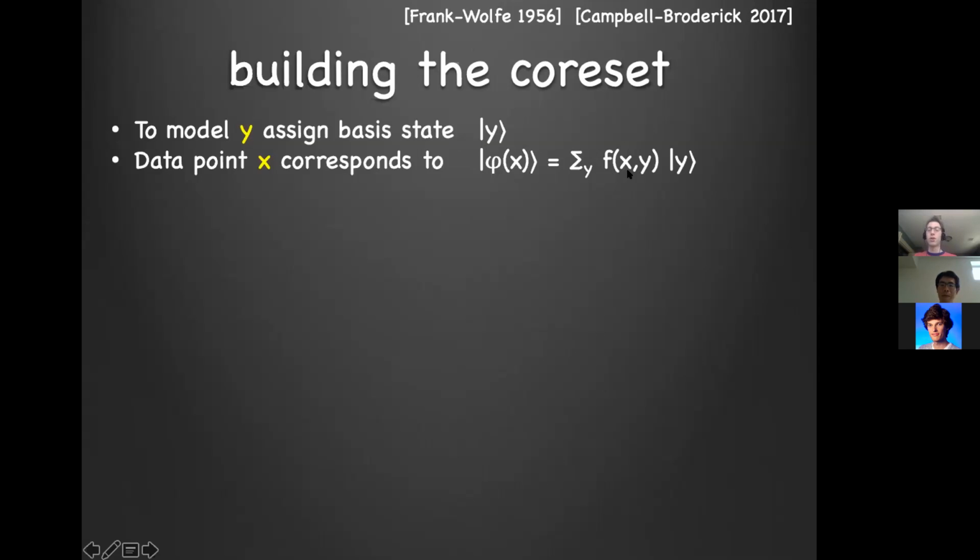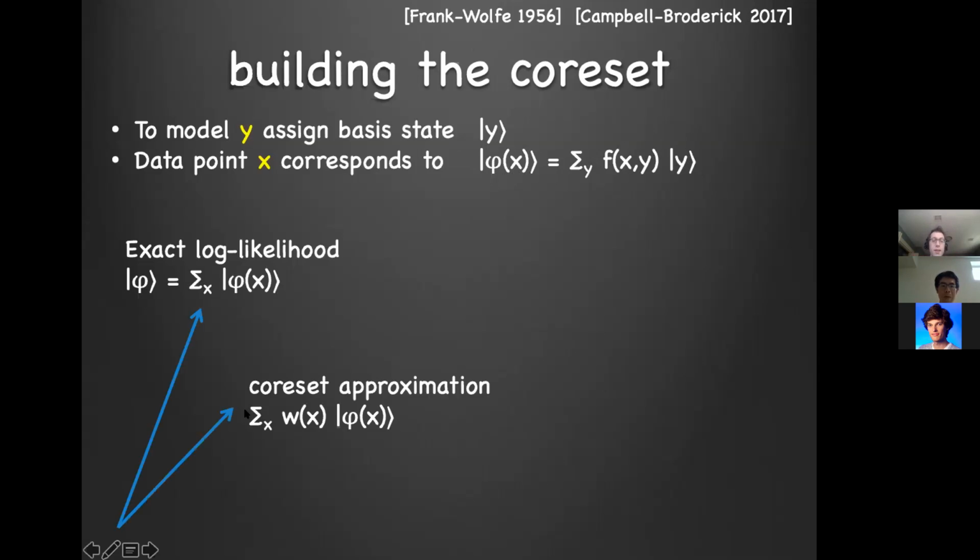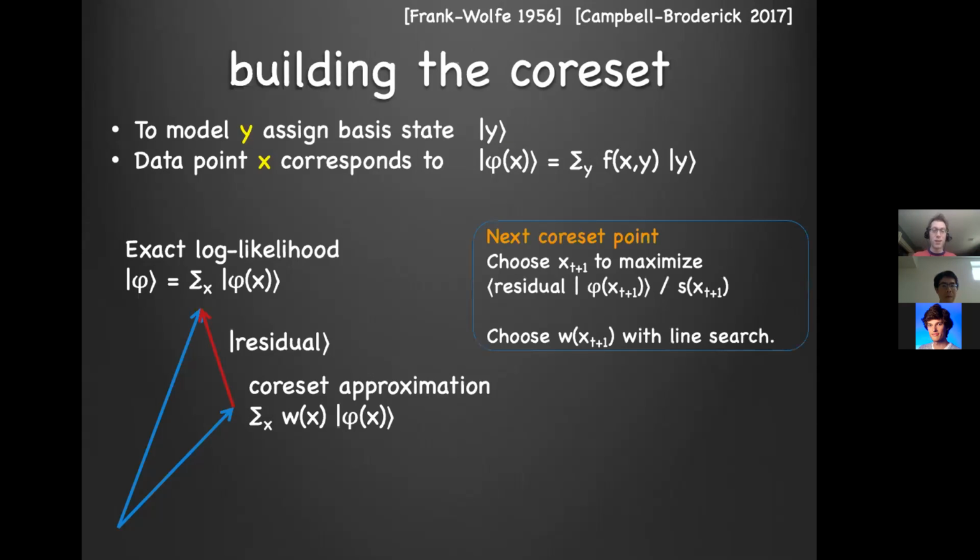and then every data point you can think of as a vector in this space. So phi of x is just the sum of all of the y's for different models with the coefficient given by the log likelihood. And then the exact log likelihood, the thing that you want, ket phi, is the sum over all the data points. And your core set is going to give you some approximation given by the weighted sum. So the residual is obviously the direction that you want to go in with your next data point.